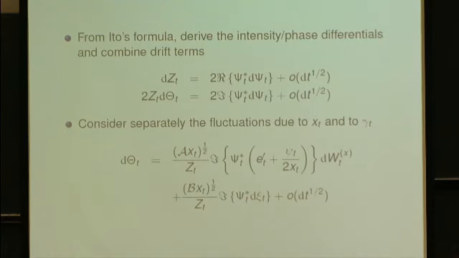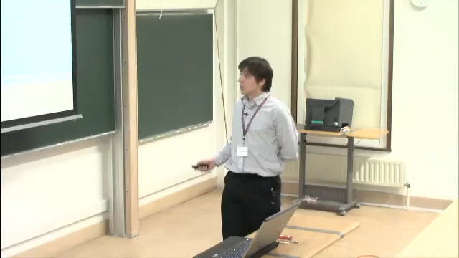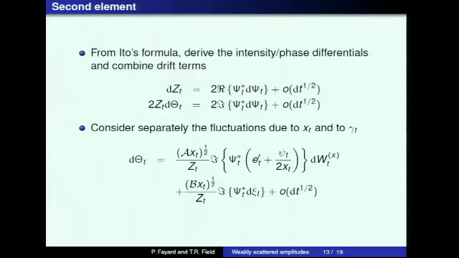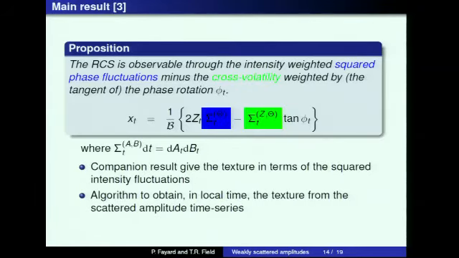As we are working in an Ito calculus framework, we can derive the Ito differentials for the intensity and for the phase as follows. If you do a little bit of math, you find the following expression for the Ito differential of the phase to the first order. It is expressed in terms of two linear processes. This linear process is associated with a cross section, and that one is associated with a speckle.